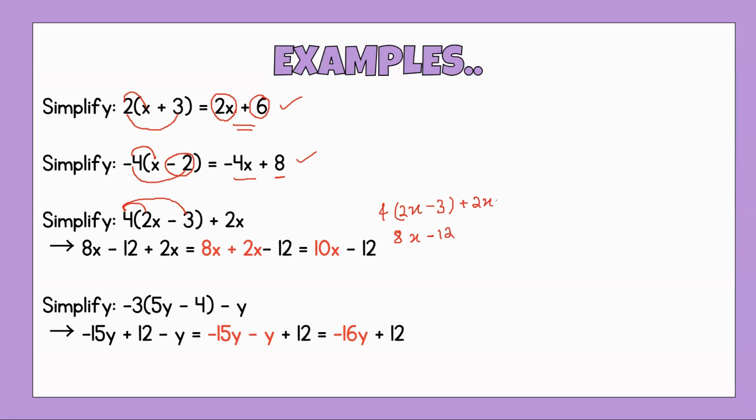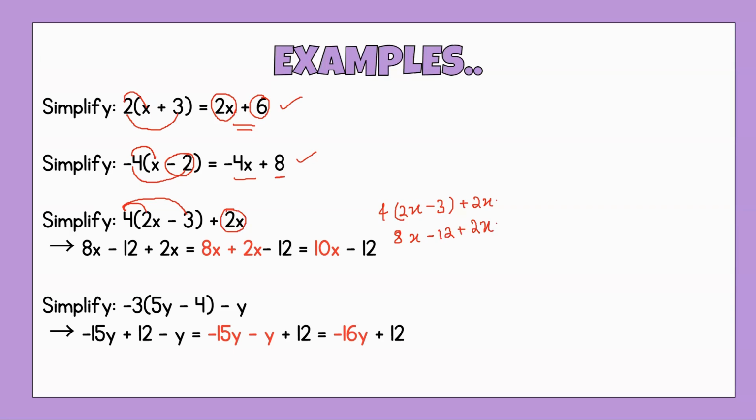plus 2x. Now why is 2x alone? It's single, it's not with the 4 and it cannot be multiplied with the 4 because it is not inside the bracket, or it is completely not related to 4. So just write plus 2x. So 8x minus 12 plus 2x.